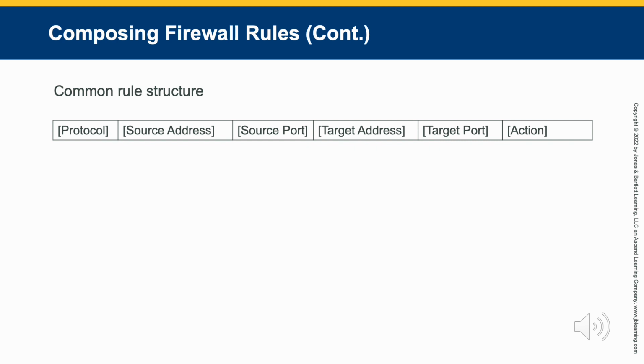The source address. Who's the conversation coming from? The source port. What port is that conversation coming to us from? And that should be an ephemeral port. Target address: who do you want it to talk to? And what port? The target address would be your web server, your machine, and on what port? 22 for SSH, or 80 for HTTP, 443 for HTTPS, and the action. Do you want to permit or deny?